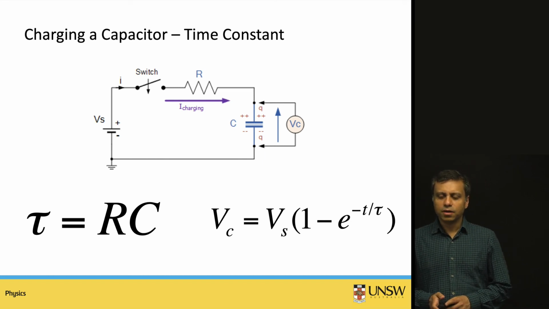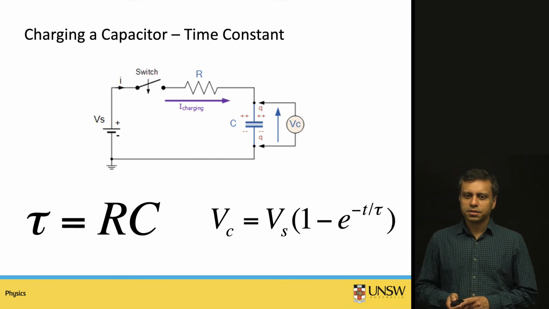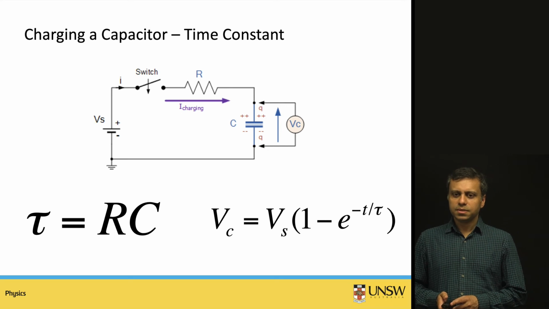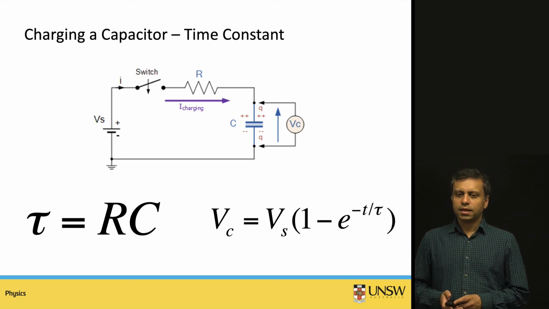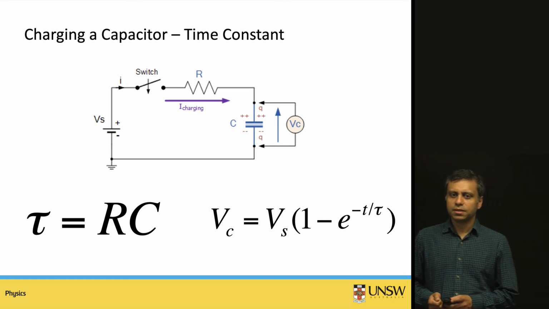And the voltage drop across the capacitor is given by this expression: Vc equals the supply voltage times 1 minus e to the power minus t over tau. t is just the time after the switch has been turned on, and tau is the time constant.